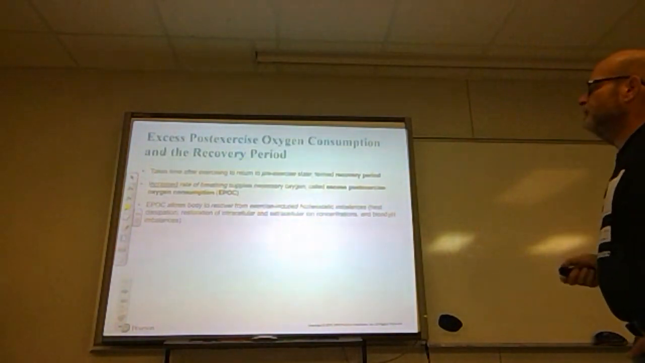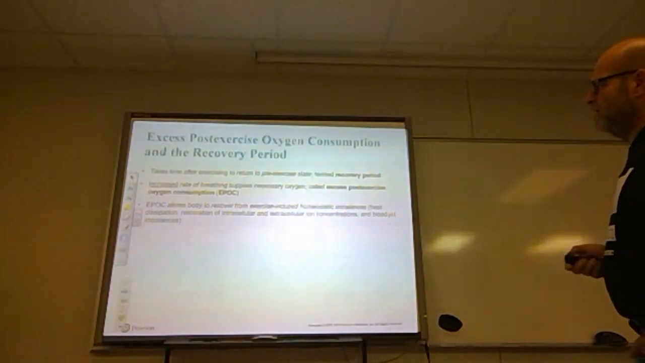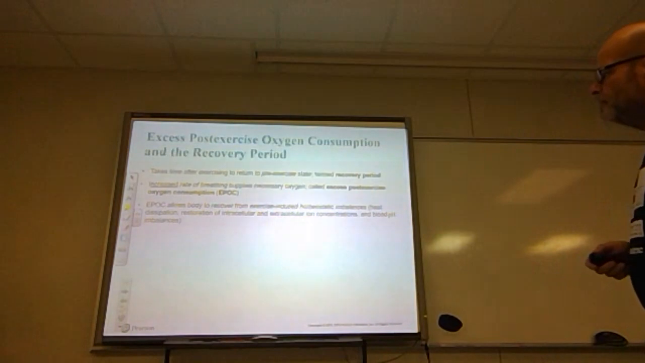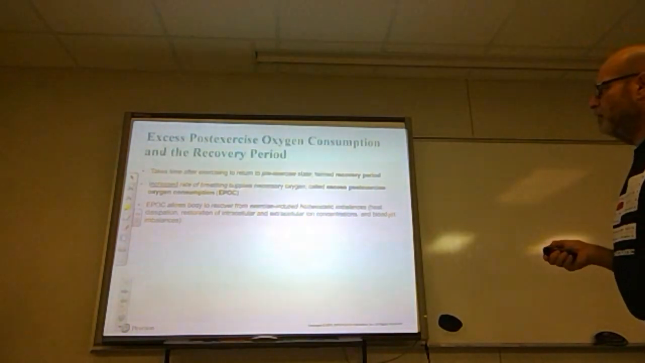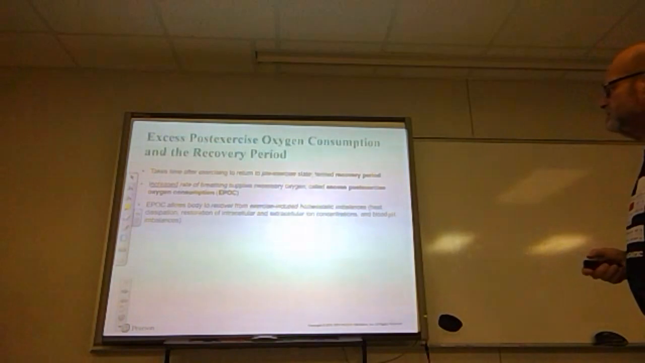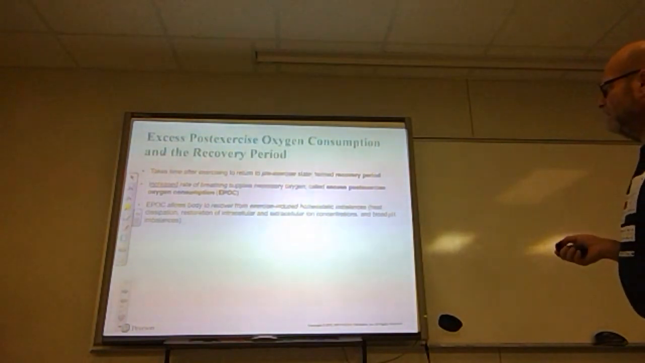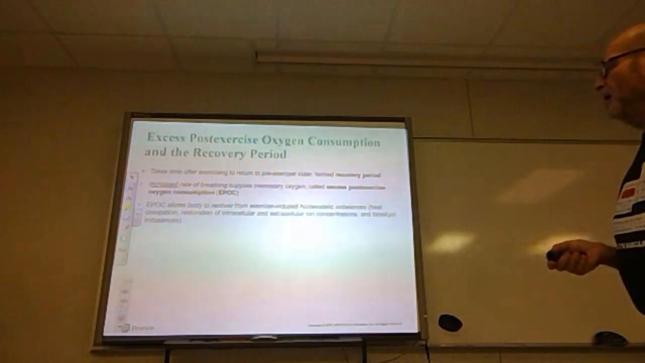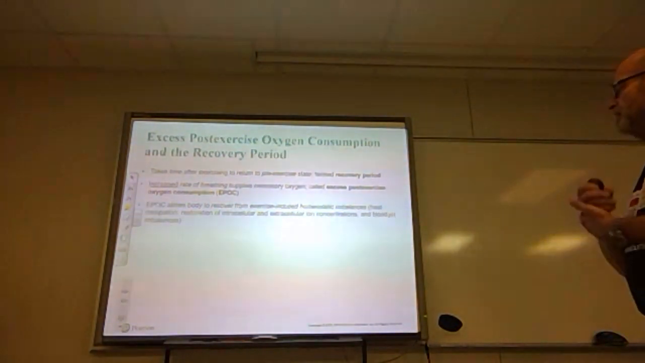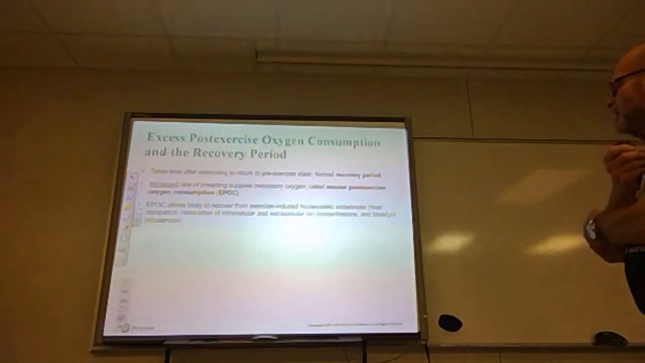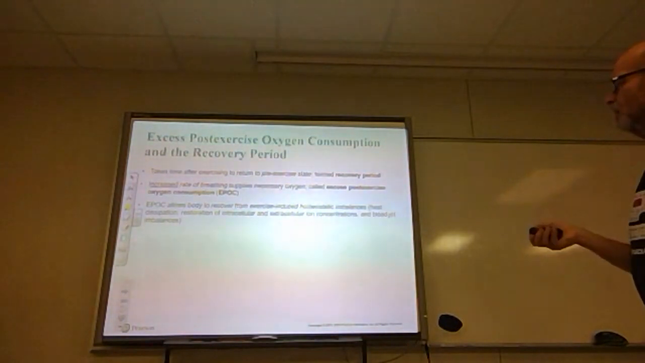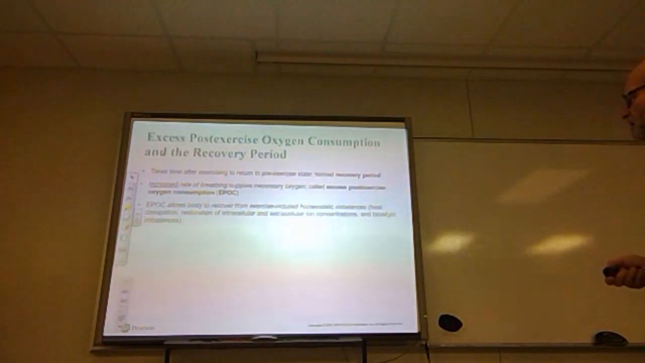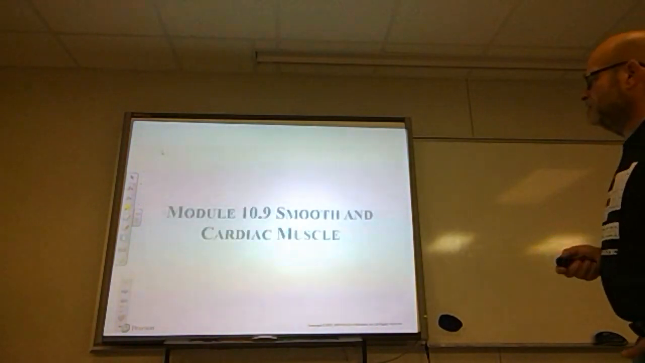Post-exercise oxygen consumption and the recovery period. It takes time after exercising to return to a pre-exercise state, which is called the recovery period. You have an increased rate of breathing, which supplies that necessary oxygen. This is called excess post-exercise oxygen consumption. That allows the body to recover from exercise-induced homeostatic imbalances. It plays a role in heat dissipation, restoration of intracellular and extracellular ion concentrations, and blood imbalances.